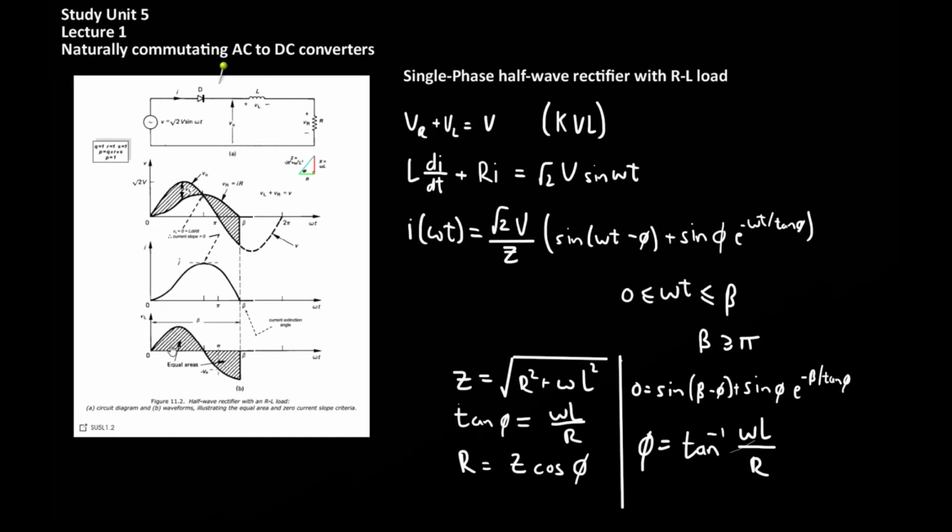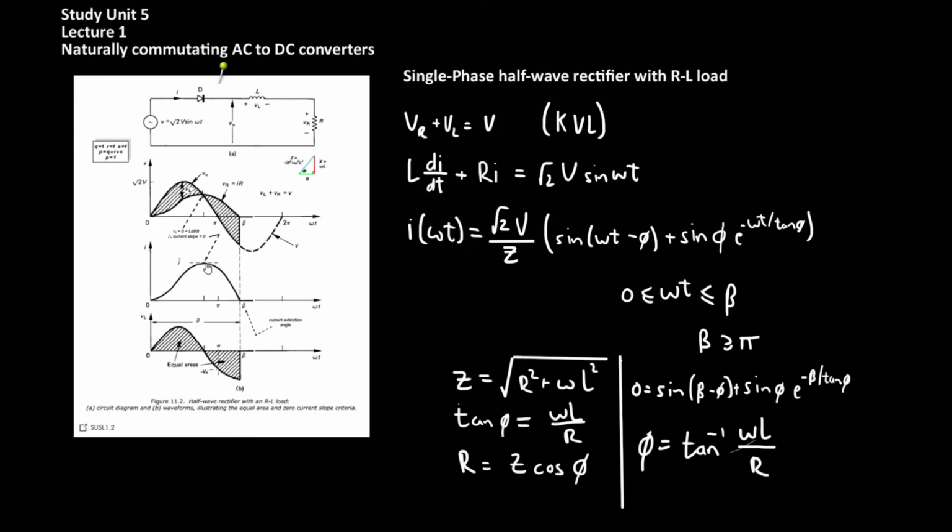The equal voltage criterion simply states that the area under this part of the voltage curve should equal the area under the second part of the voltage curve. In other words, the energy stored in the inductor must be equal to the energy discharged out of the inductor if beta is less than 2 pi.